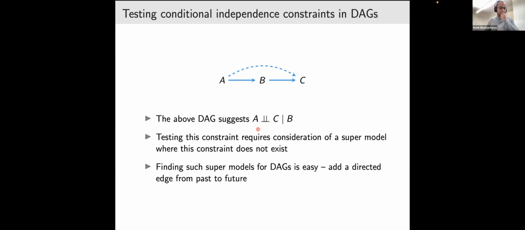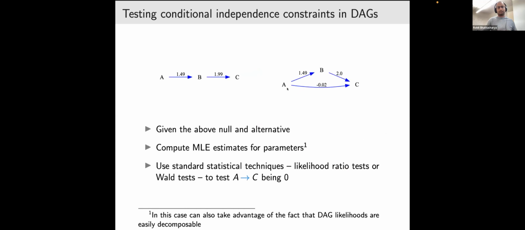from the DAG factorization. You just say, okay, I'm going to add a directed edge from past to future, and that's generally the supermodel that you're looking for, and that works very well. So, just as a quick simulation, here's your null, here's your alternative. You get the MLE estimates for all these parameters, and then, like I mentioned, you use standard statistical techniques to test whether this coefficient is 0, essentially. And then you don't actually have to compute all these parameters in the case of DAGs, because the DAG likelihoods are easily decomposable.